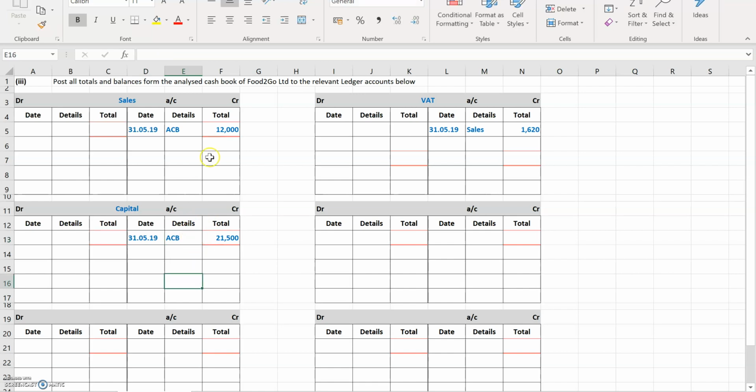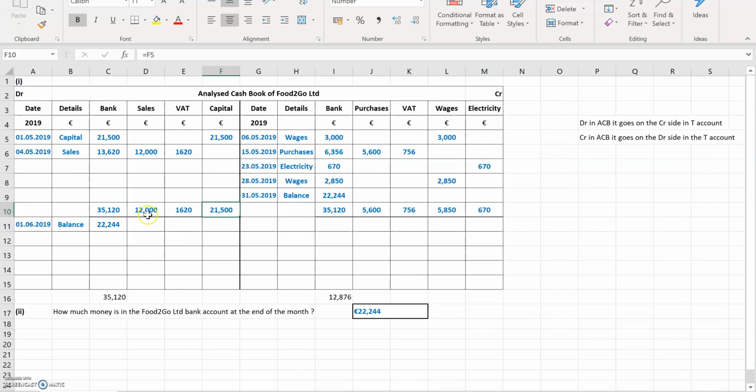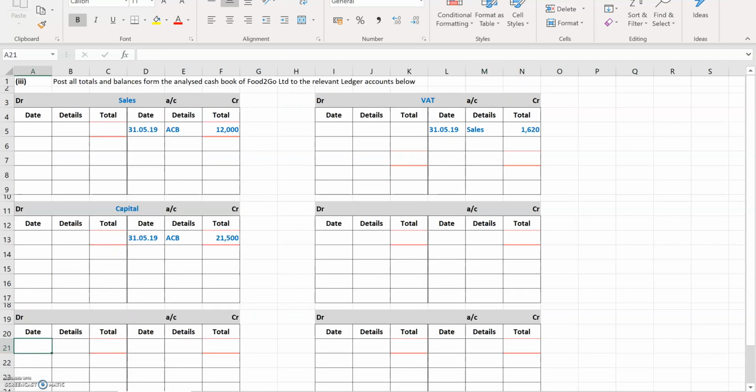Okay, so the only one so far that is different is our VAT. It's our sales VAT that goes on the credit side. So we use sales here and not analyzed cash book. So that's all the items in the debit side that we've put in. So now we move over to the credit side. So remember, it's on the credit side in the analyzed cash book, it goes in the debit side of your T account.